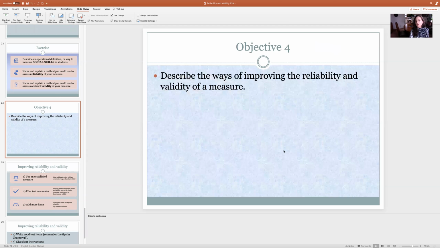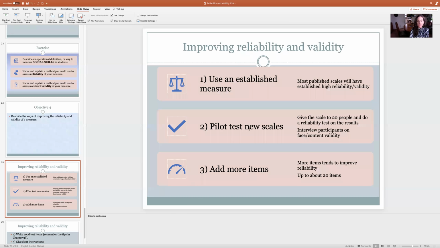Objective number 4 is ways of improving the reliability and validity of a measure. So first I'm going to give you 3 on the next slide, and then 4, 5, and 6 on the next one after that. Improving reliability and validity, you're better off using an established measure. There are many, many measures that have been published in journals, and in that journal article, they will tell you about the reliability and validity. Once that's been established, then you can use the measure.